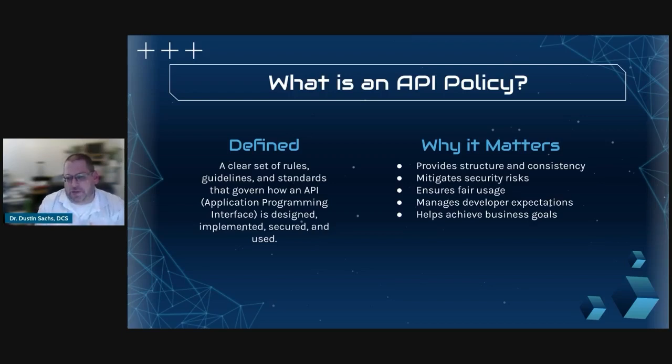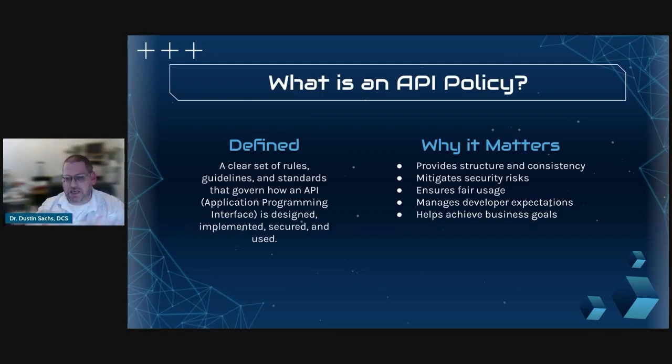It also helps to manage developer expectations. Developers, when they're building APIs or implementing or using an API, need to understand what security is going to require of them. What is the security team going to want you to do? What are the controls? What are the guidelines? What are the standards that need to be implemented?